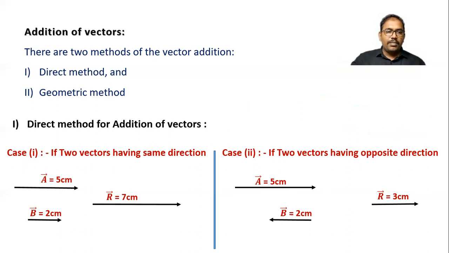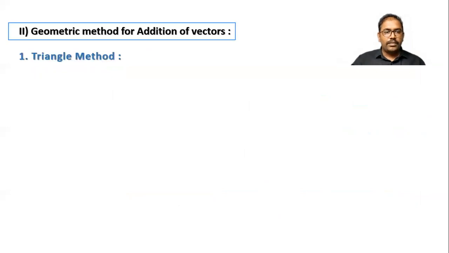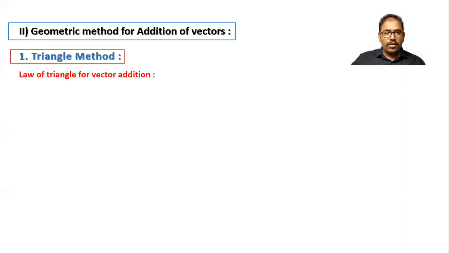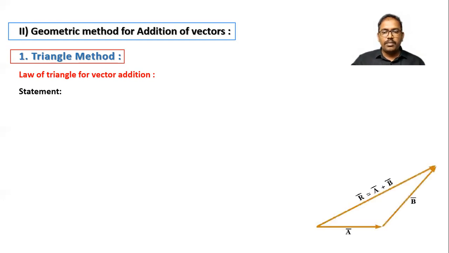Now after this direct method, next we start the geometric method for addition of vectors. Let's see. The first geometric method is the triangle method. Let me explain what the triangle method is. For that we have to remember the law of triangle, the law of triangle for vector addition. Now, what is the statement for the law of triangle?